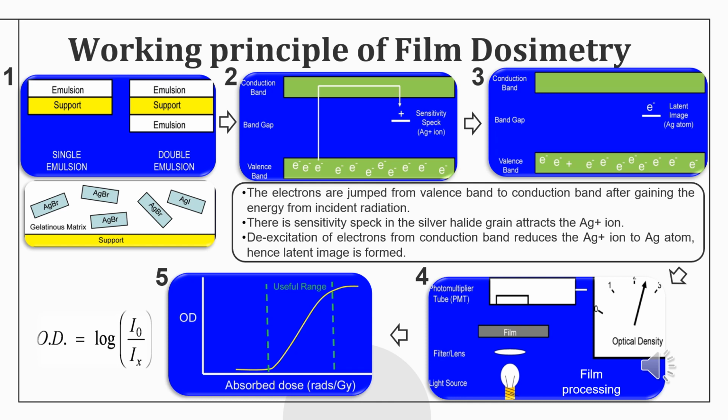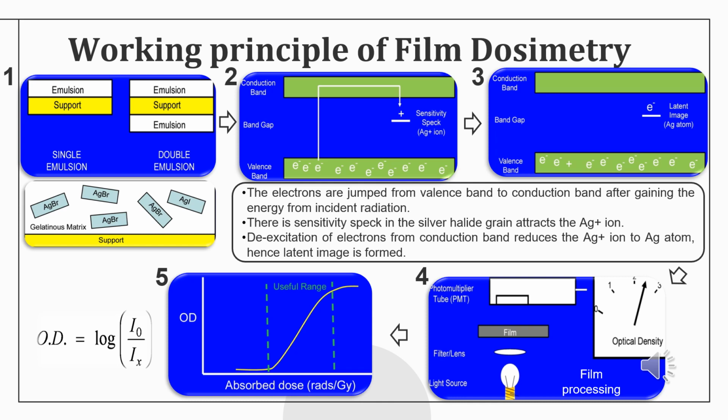Radiation stimulates the electrons, and the electrons jump to the conduction band. Due to some process, it falls down, and there is the formation of silver ions, which we can call sensitivity specks. In the third picture, after some process, there is the formation of a large number of silver atoms, which further form a latent image.